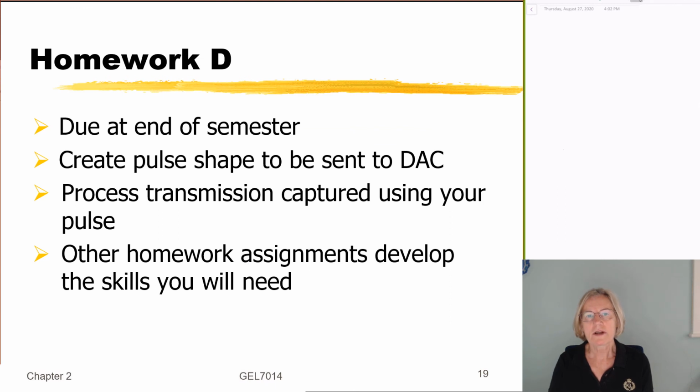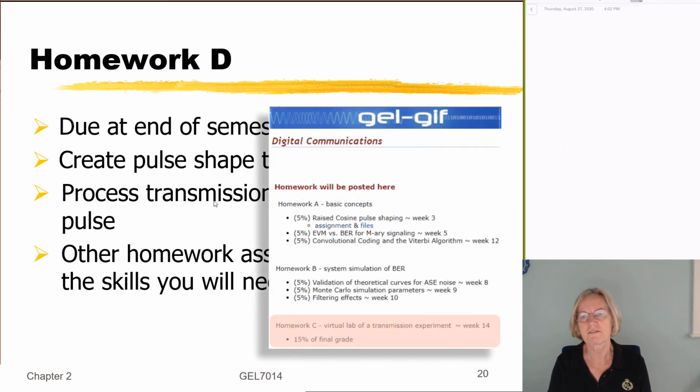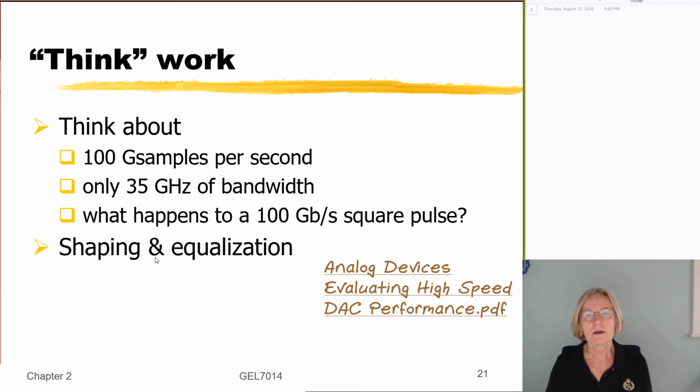So there will be a homework assignment due at the end of the semester. The idea is to create a pulse shape to be sent to the DAC. You will process the transmission captured by your pulse, and other homework assignments will help you develop the skills that you'll need to be able to do this final one. I said D, it should be C. So think about it. Though we're early in the class, we don't have a whole lot of baggage that we can bring to it, but still you can start thinking about what's going on here.